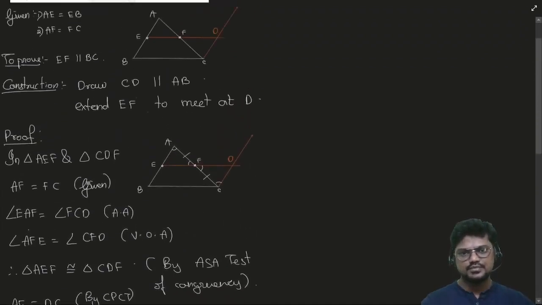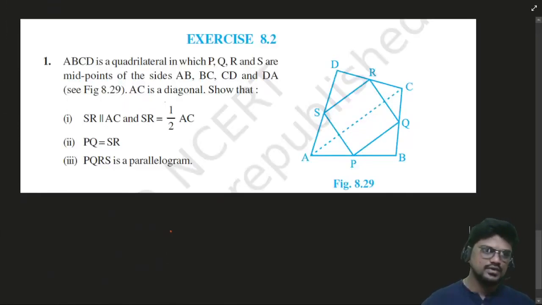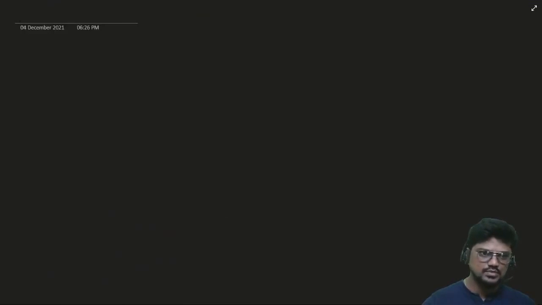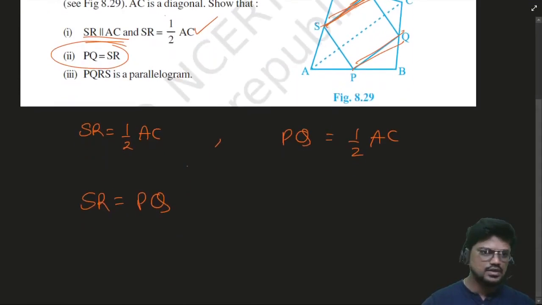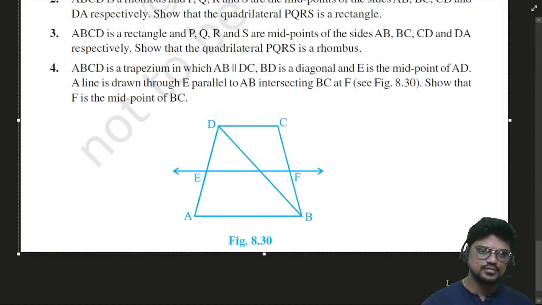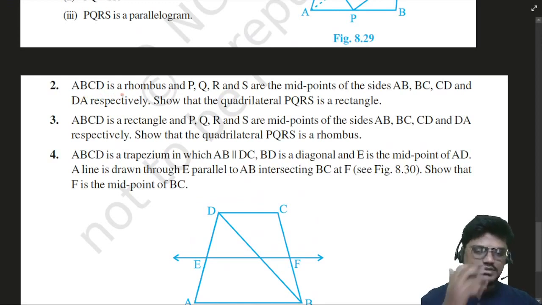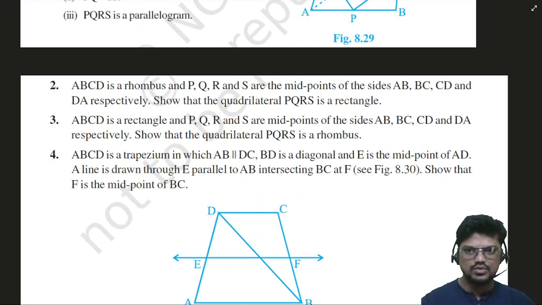Fine. Now we will go to the further problems which we have. We have done the first problem. Now let's take the next problem. Okay. Now ABCD is a rhombus. Let's solve question number 2.